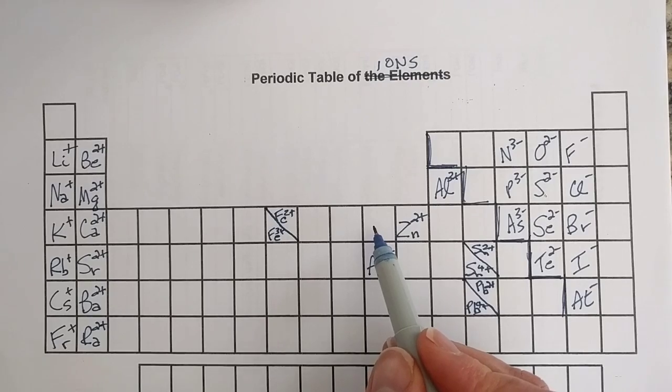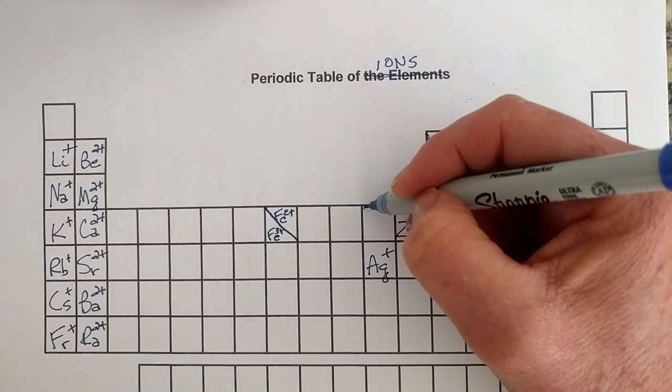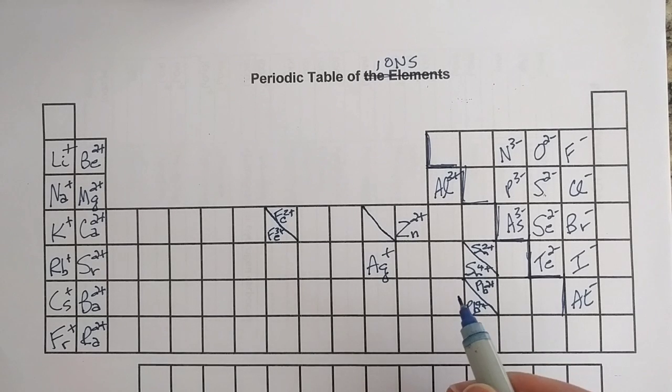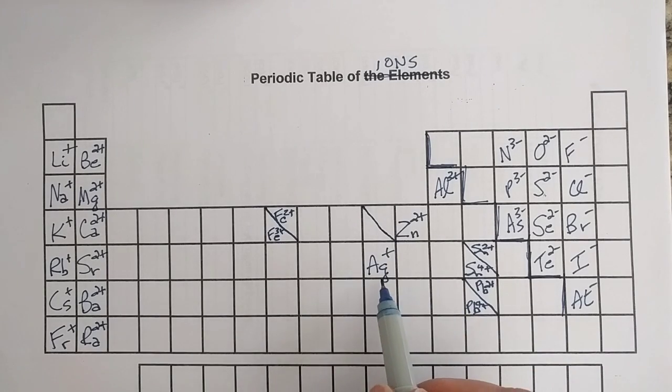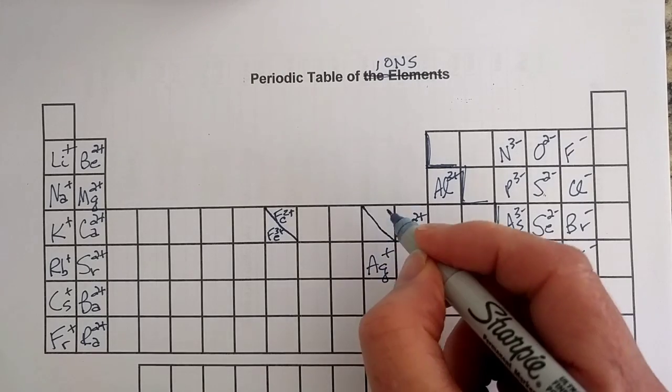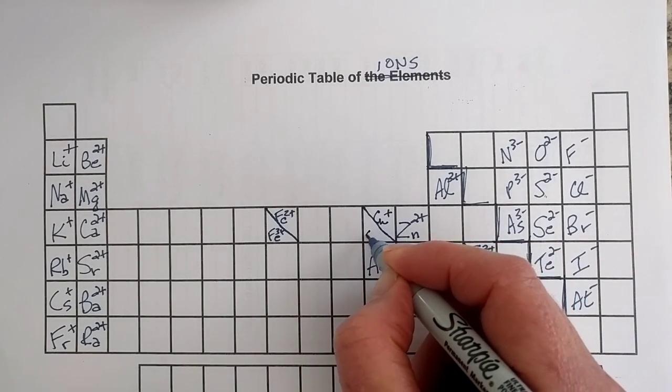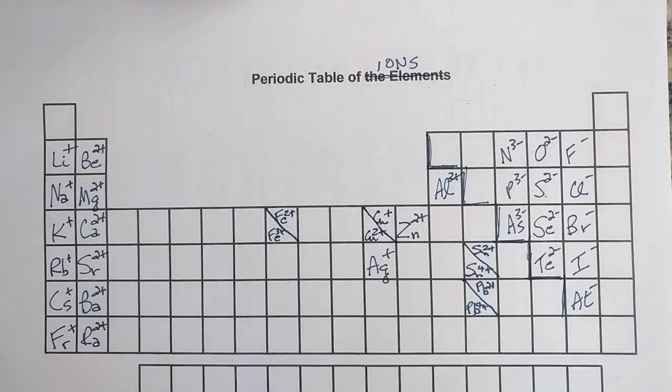Next to zinc, we have copper. Copper sometimes is a +1 and sometimes is a +2. So silver here is always +1. Copper can be +1 or +2. So Cu+ or Cu2+.